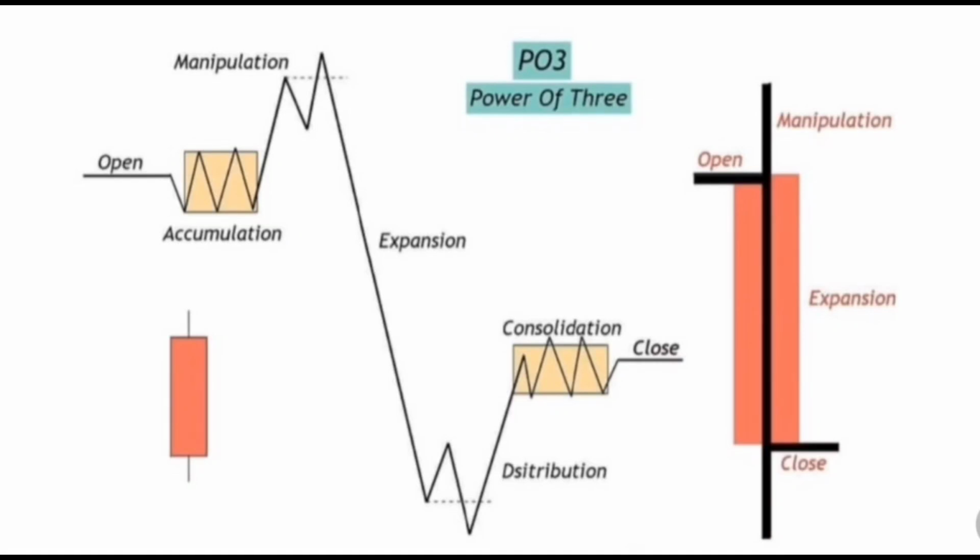If you do not understand this concept, you will always be on the wrong side of the market. If you do not understand the concept I'm going to be sharing with you in this video, you're going to be on the wrong side of the market every time. Now, this is called the market maker's power of three: accumulation, manipulation, and distribution.